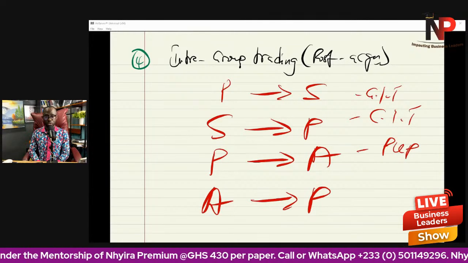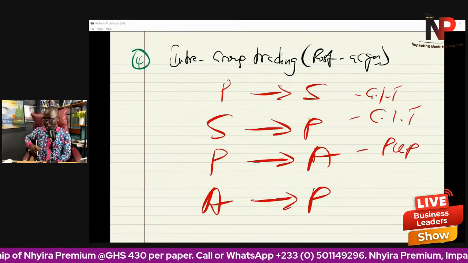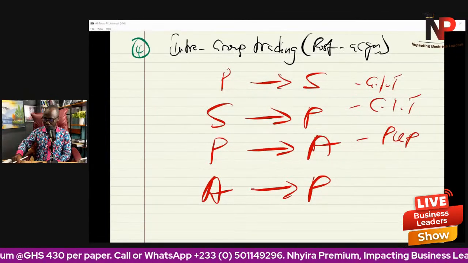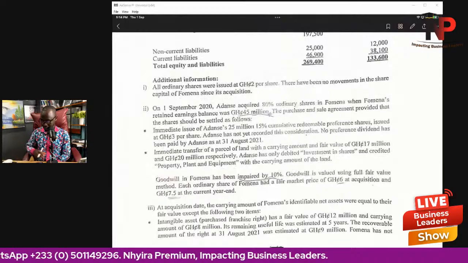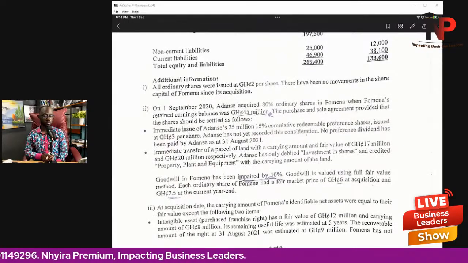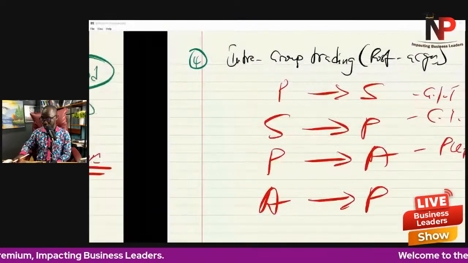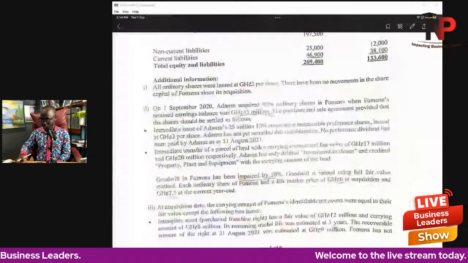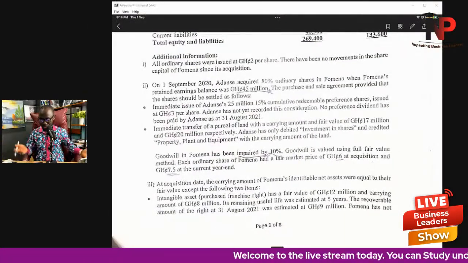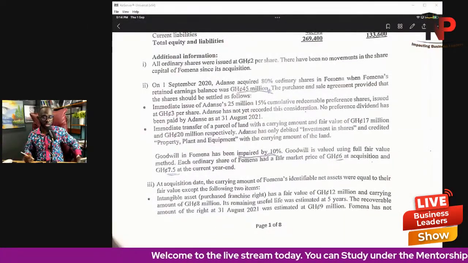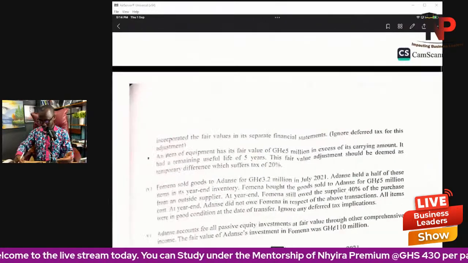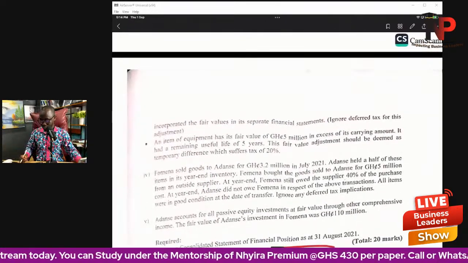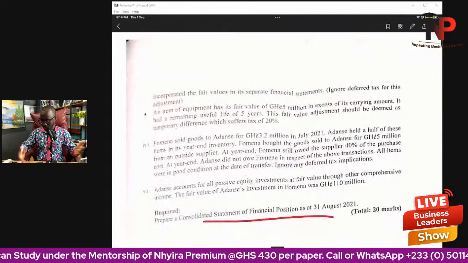Very, very important, especially if you are somebody who is in level 2, because in level 3, sometimes there will not be any intra-group trading that examiner will bring to you. Now, if you look at these principles that I'm explaining, that is exactly what is established in the last semester examination, and it is going to be there every time. You're going to be following these principles every time.